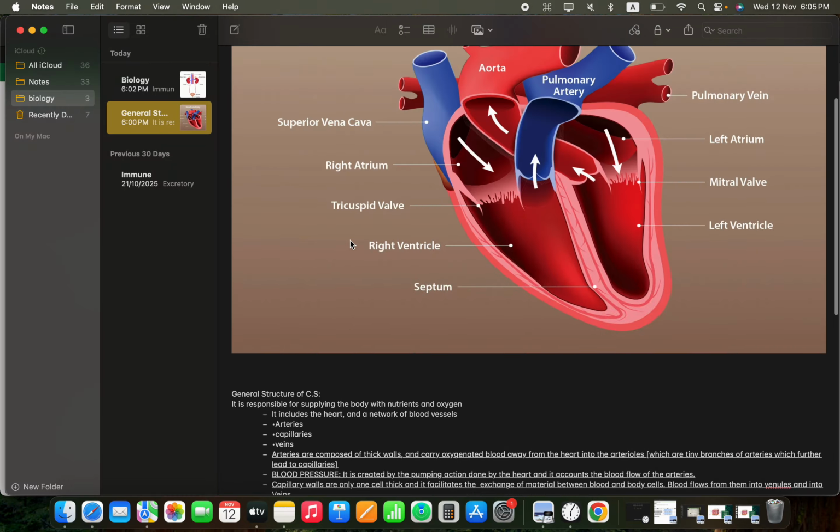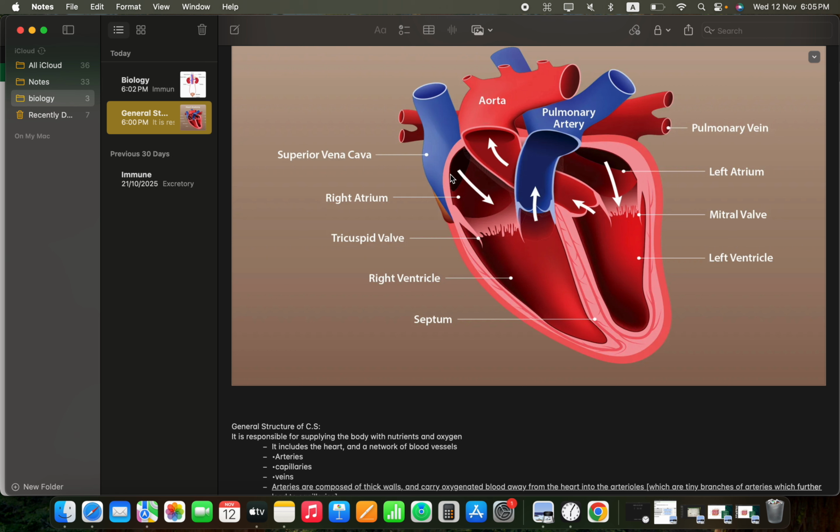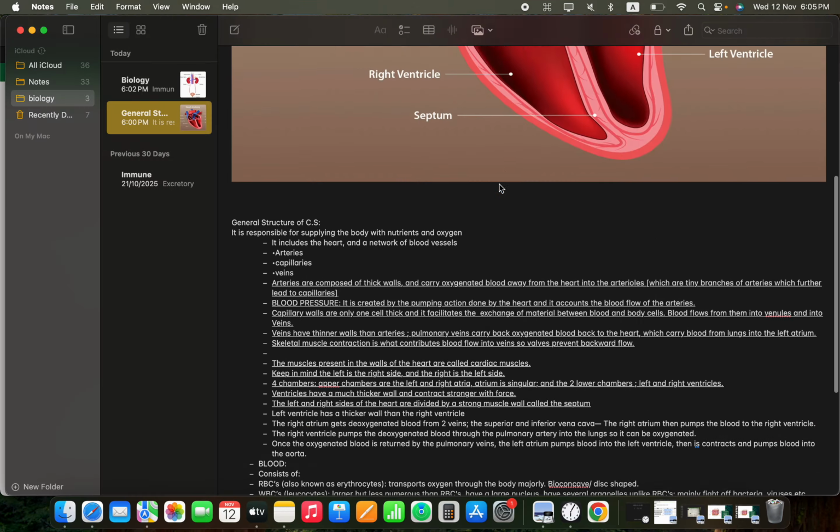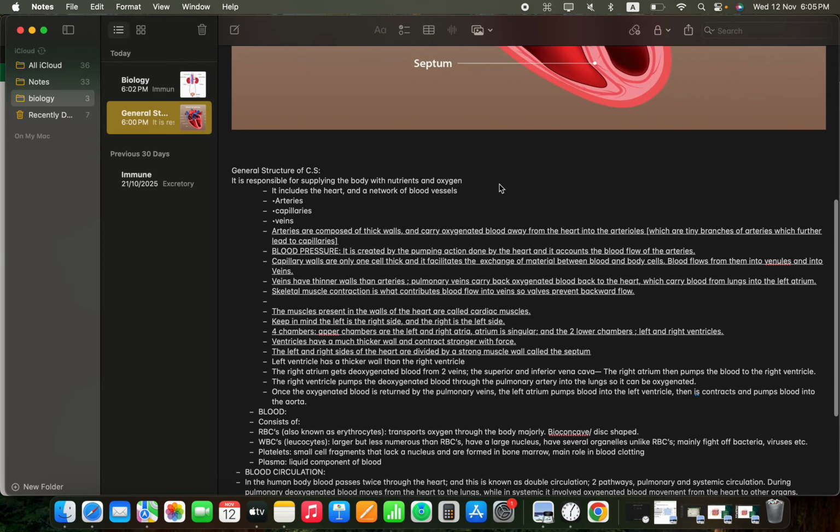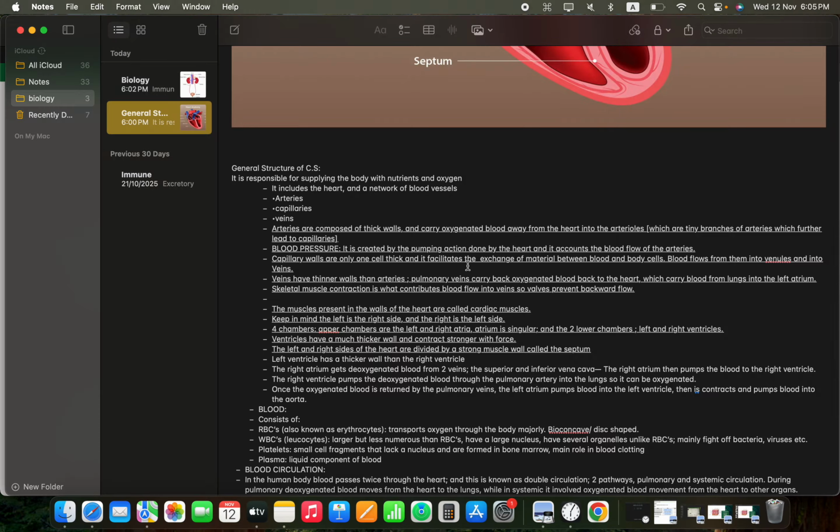So let me just explain that quickly. Basically, the deoxygenated blood enters through the right atrium and enters into the right ventricle. Then it is pumped out from the right ventricle into the pulmonary artery to the lungs, and after that it comes back from the lungs through the pulmonary vein, and then it comes into the left atrium, and then into the left ventricle to be pumped out into the aorta and to the rest of the body. Skeletal muscle contraction is what contributes to blood flow in veins, and valves prevent backward flow.